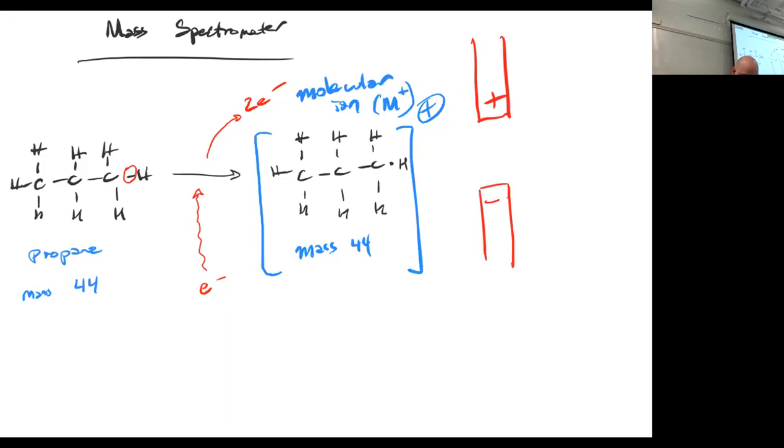And as this molecule moves through a magnet, the molecular ion would be affected by the charges on the magnet. So its path would actually be bent, its trajectory would be moved. Because any positive charge that goes near a positive charge will be repelled, and any positive charge that goes near a negative charge would be attracted. So the path of this would veer toward the negative, and you would see it start to do this. It would be bent.